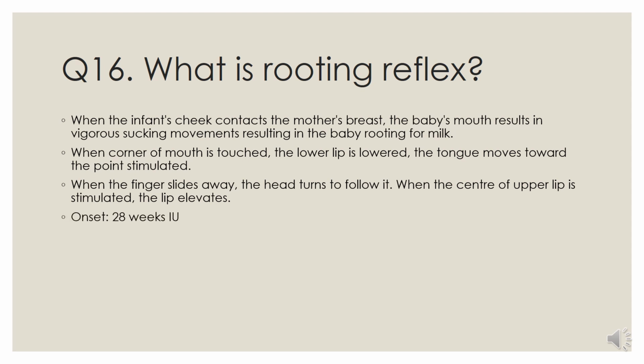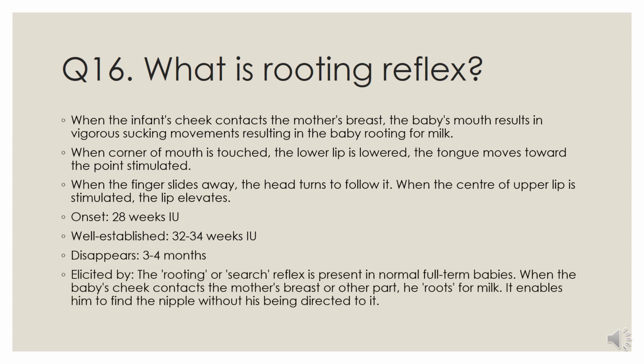Onset of rooting reflex is 28 weeks of intrauterine life. It is well established in 32 to 34 weeks of intrauterine life, and it disappears within 3 to 4 months. The rooting or surge reflex is present in normal full-term babies. So in short, when the baby's cheek contacts the mother's breast or other part, he roots for milk. It enables him to find the nipple without his being directed to it.